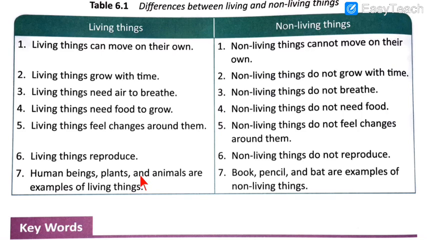Okay, I am going to read the seventh point and you are going to write the examples on your own. Human beings, plants and animals are examples of living things, whereas book, pencil and bat are examples of non-living things. So three examples are given on either side: human beings, plants and animals, whereas book, pencil and bat are the examples of living things and non-living things respectively.